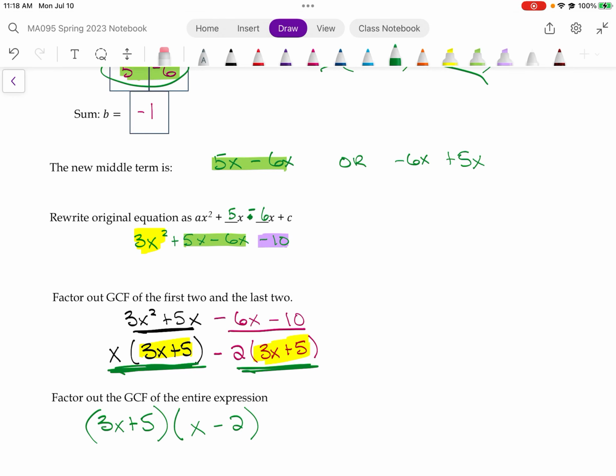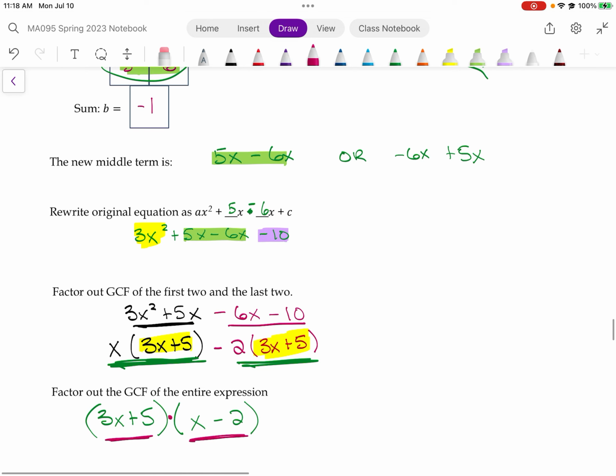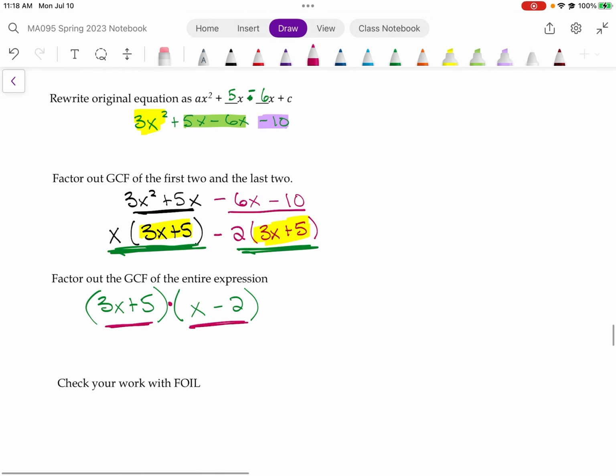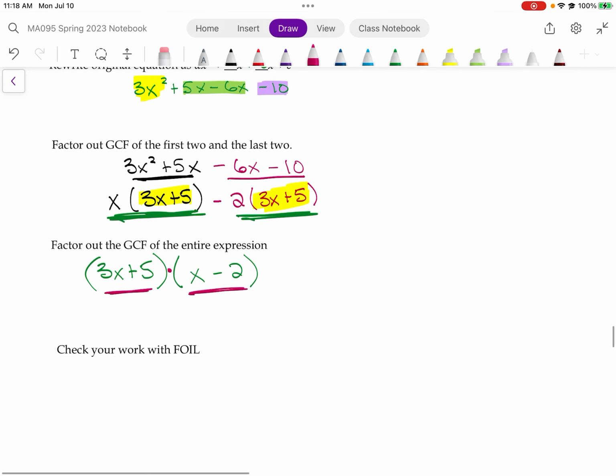Okay, so remember, factors are things that are multiplied. So I've got this factor, and this factor, and this thing is factored. Now, the last thing you should always do is check your work with FOIL. So either FOIL or use the area model. It does not matter which. Area model is a little less messy, so that's what I tend to do on the videos.